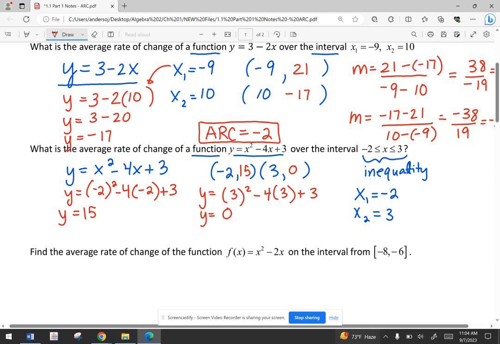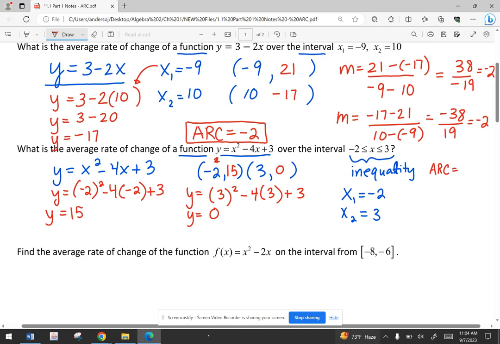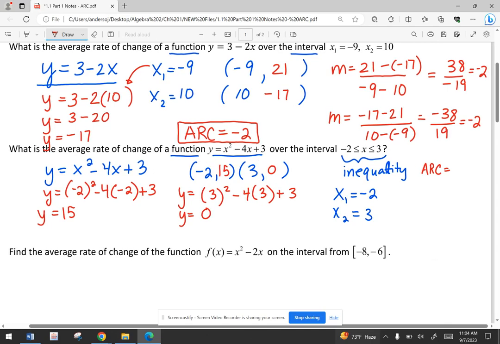So now, again, we have 2 points. We're going to take those 2 points and find the average rate of change. It doesn't matter which way you go about that, whether you want to call this point number 1 and this point number 2, or maybe you want to call this point number 2 and this point number 1. It does not matter which one you have go first, as long as you subtract them in the same order, it's fine. Go ahead and take a minute. We'll pause and let you find the average rate of change or the slope.